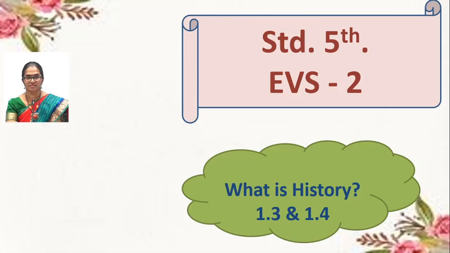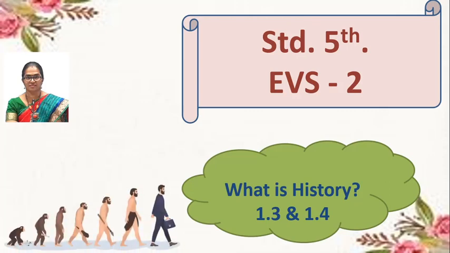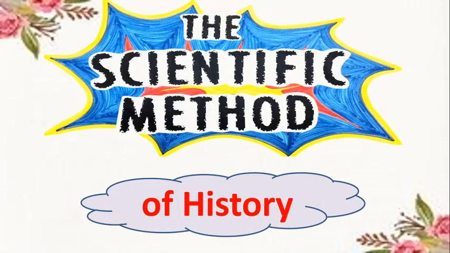So now children, when we talked about history or when we talked about EVS in standard 5th, I discussed with you that we are going to talk about how we came to be, that is how we developed as a human race. Now in the previous part of this lesson children, we talked about what is the past, what is the present, how we have developed, the various things that we invented, etc. Now in this part of the lesson, we have a new point to learn about, and that point is about the scientific method of history.